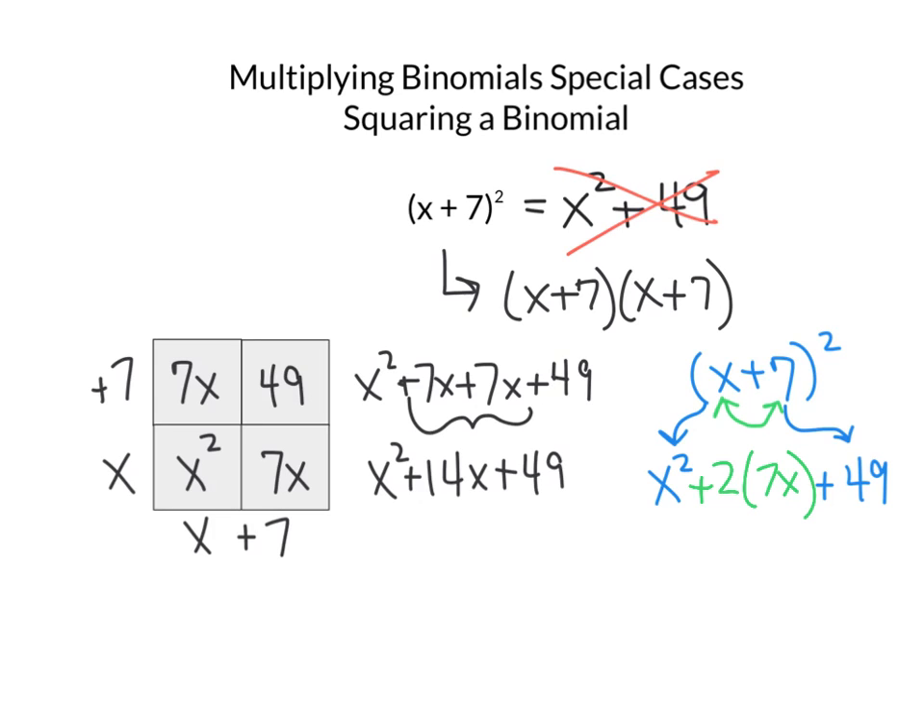So then I simplify this a little bit further. I bring down my x squared. 2 times 7x is 14x. Since it's positive, I'm going to say plus 14x. And then I'm going to bring down this plus 49. What you can see here is that my product from the box method and the product from the shortcut are the exact same. So you can use either method. Let's take a look at another example.